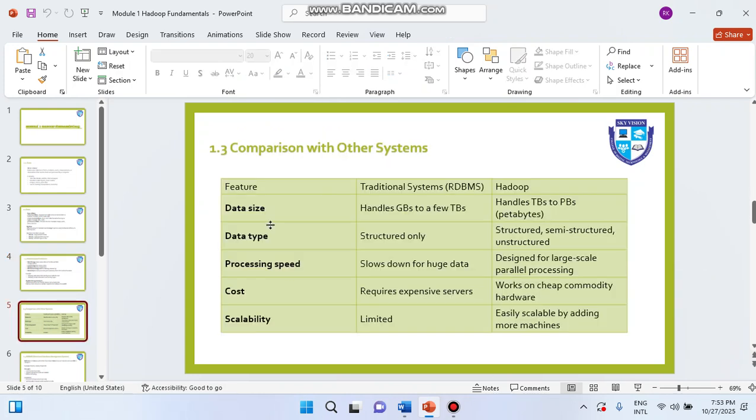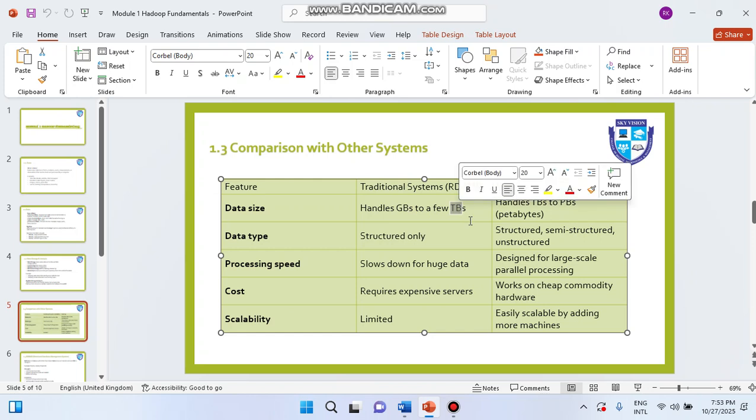Now, next, let's compare with other systems. Why are we learning this? What is the need to understand Hadoop? Why are we not using MySQL? Why are we not using MongoDB, right? Check it over here, data size wise. If you are using the RDBMS concept, a relational database management system, you can store GBs to a few TB, a few terabytes. But if you are using Hadoop, it handles TB to PB, a petabyte of data. That's why we are using Hadoop. Are you getting it or not?